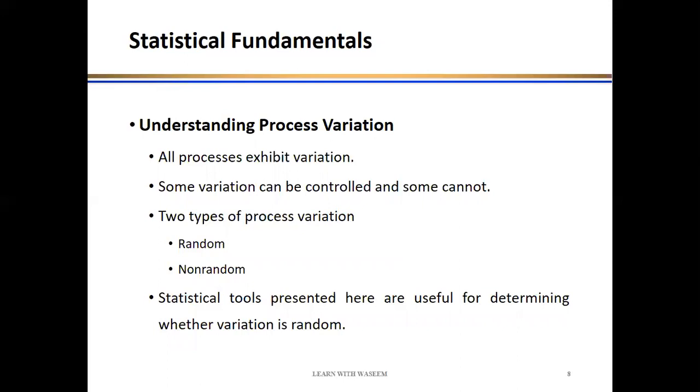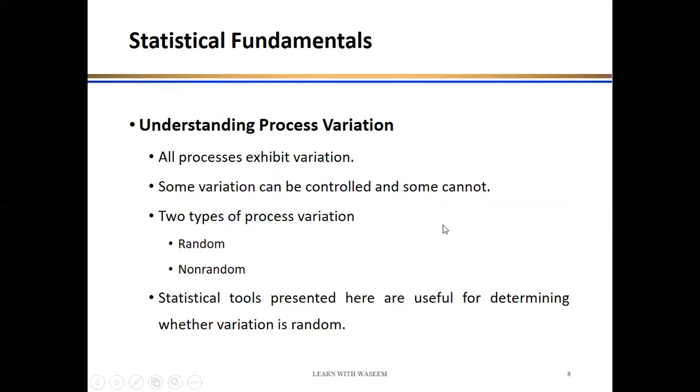Two types of process variation commonly occur. These are the random variation and the non-random variation. What is random variation? As I have already discussed with you, but I will explain it more here. Random variation is uncontrollable, and non-random variation has a cause that can be identified. Random variation is centered around a mean and occurs with a somewhat consistent amount of dispersion. I'll discuss this in the coming slides.